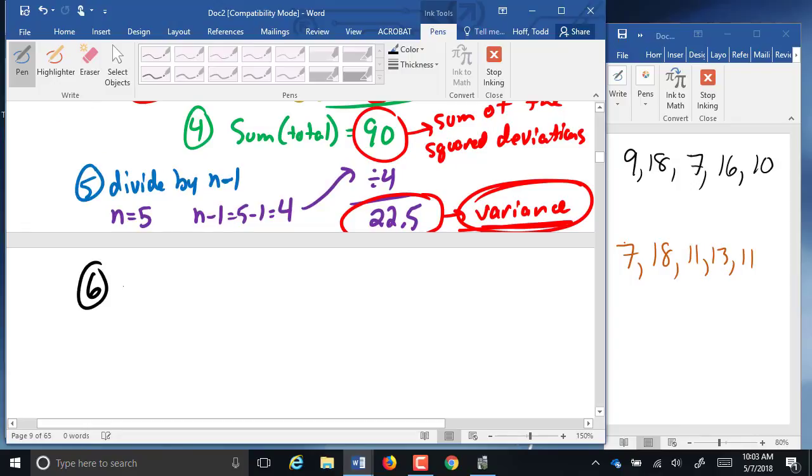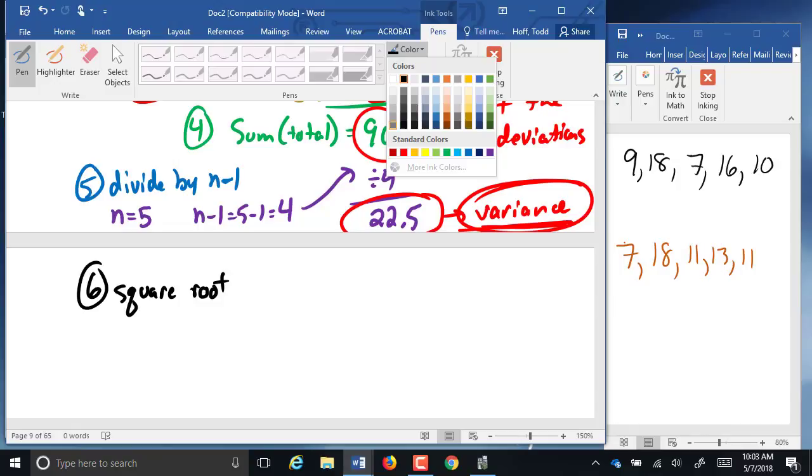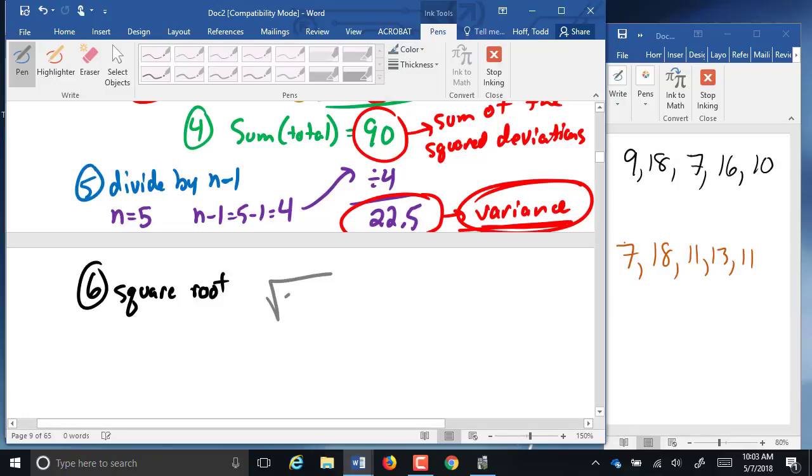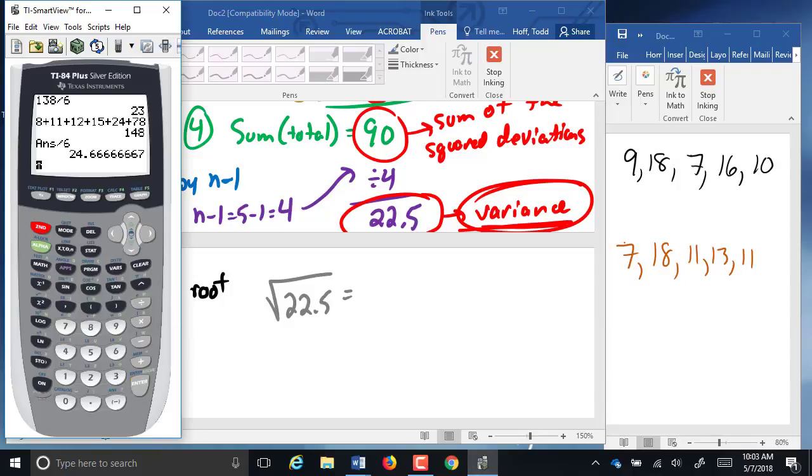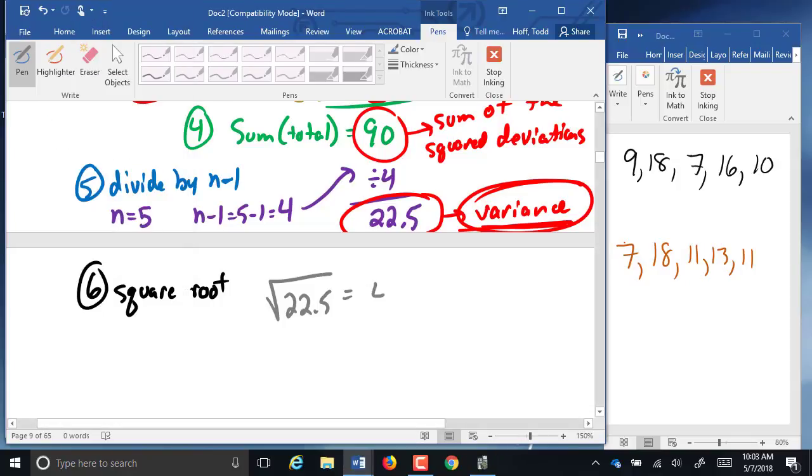Finally, step 6, the last step in the process of finding a standard deviation, is to take the square root. So square root of 22.5 is 4.74. That is our standard deviation.